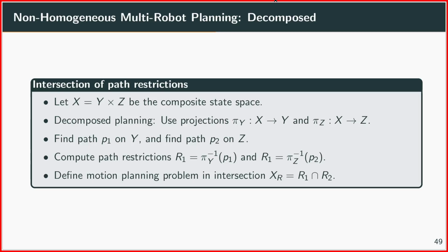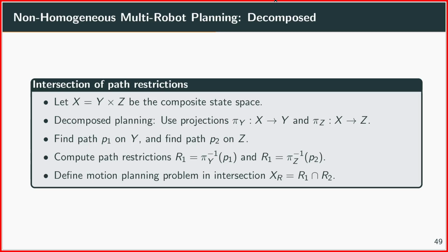I would like to do the same as I did before, showing you how this works with two robots. Again, we have X, the composite state space, and Y and Z, the individual state spaces. With decomposed planning, we would have two projections, one to the first robot, from X to Y, and one to the second robot, from X to Z. Then we find a path P1 on Y and a path P2 on Z. Those are solutions for the individual robots. Then you compute, again, path restrictions for each of those paths, by taking the path restriction as we talked about before.